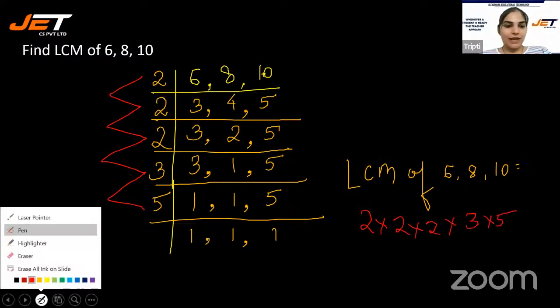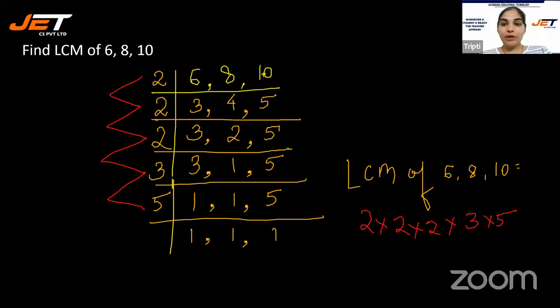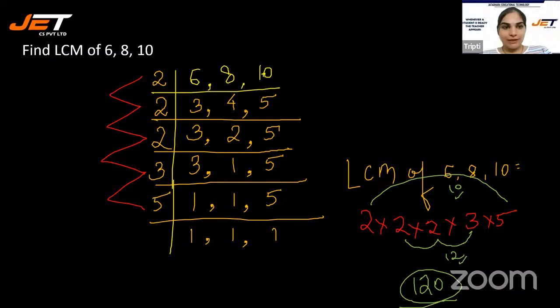You know how I multiply? I try to make the numbers in such a way that their product should be 10. So I'll do like 2 fives are 10. Now 2 twos are 4, 4 threes are 12. 12 times 10 is 120. So their LCM, least common multiple, is 120. Easy? So I can say that LCM of 6, 8, and 10 is equal to 120.